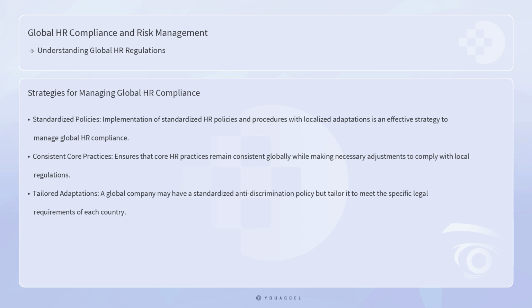One of the effective strategies to manage global HR compliance is the implementation of standardized HR policies and procedures with localized adaptations. This approach ensures that while the core HR practices remain consistent globally, necessary adjustments are made to comply with local regulations. For instance, a global company may have a standardized anti-discrimination policy, but tailor it to meet the specific legal requirements of each country in which it operates. This balance between standardization and localization helps maintain compliance while promoting a cohesive organizational culture.